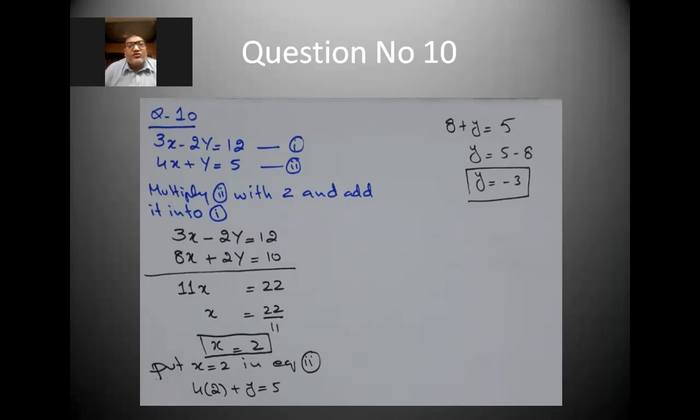Put x equals 2 in equation number 2. We have 4 bracket, x value is 2, plus y equals 5. So 4 into 2 is 8 plus y equals 5. So y will be equal to 5 minus 8, and the final answer of y will be minus 3. So the value of x will be 2 and the value of y will be minus 3. So this is how you will do question number 10. It's a question on simultaneous equations and hopefully you have understood.